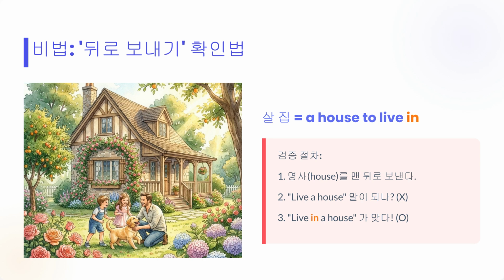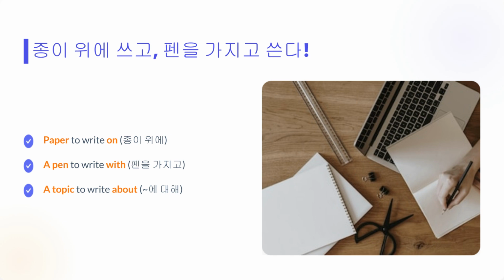The trick for verifying the correct preposition is the move back method. For a house to live in, move house to the end. Live in a house is correct, while live a house is incorrect. Remember, we write on paper, with a pen, and about a topic. The preposition changes depending on the context and the meaning you want to convey.